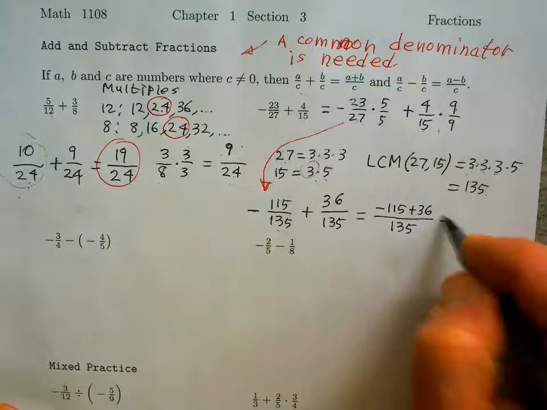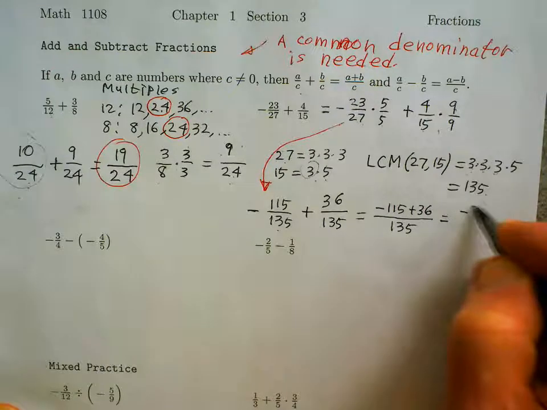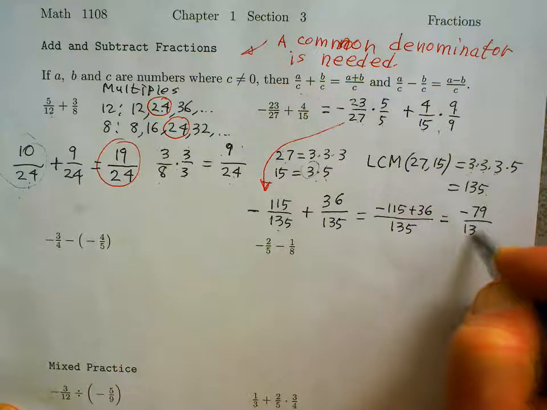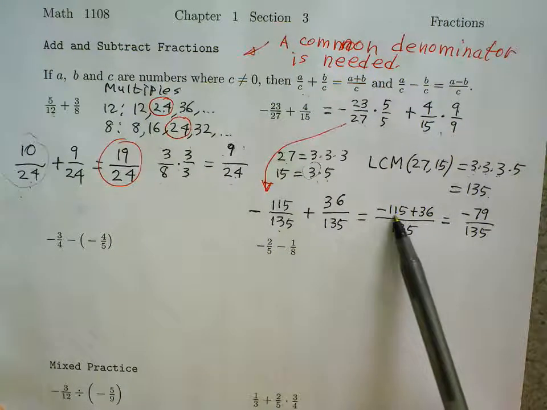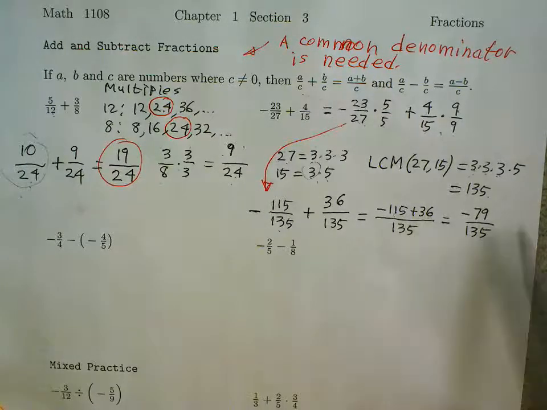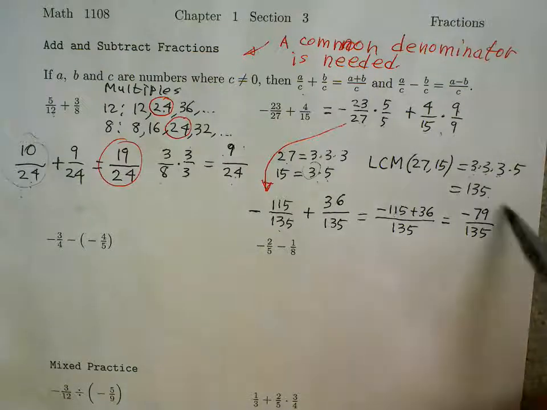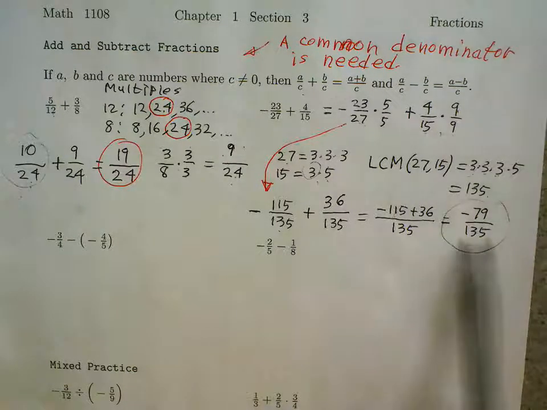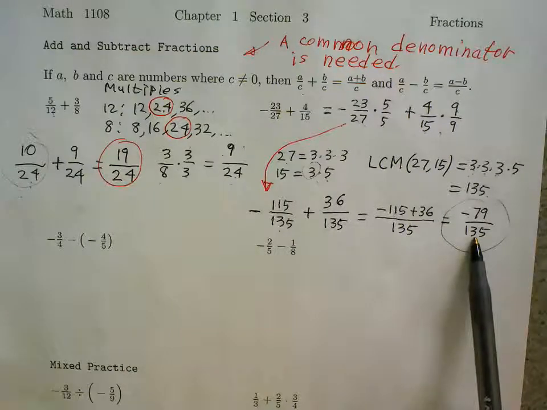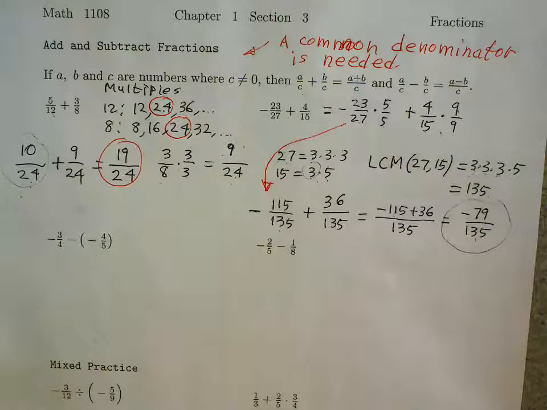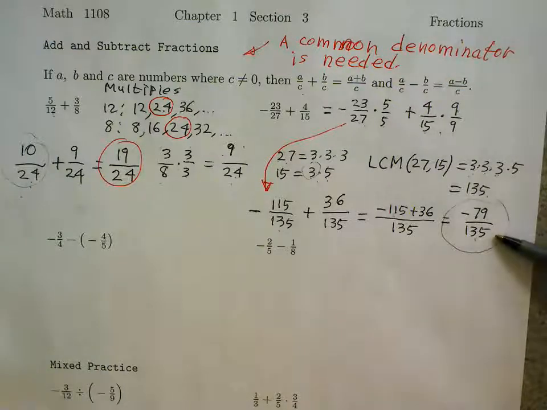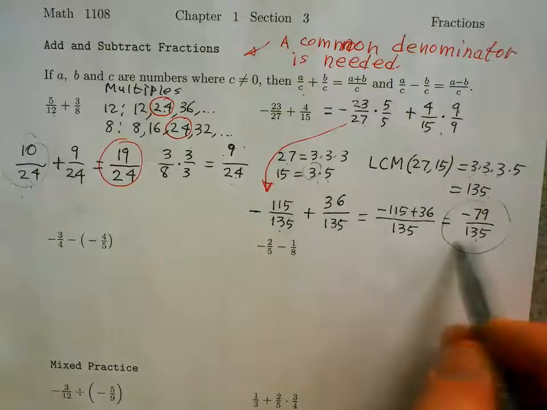Okay, so this will just turn out to be negative 79 divided by 135. You can check that negative 115 plus 36 is equal to negative 79. This fraction, we always want to see if we can write the result in lower terms, but this fraction is already in lowest terms. 79 is a prime number, and it is not a factor of 135. So this is the final answer.